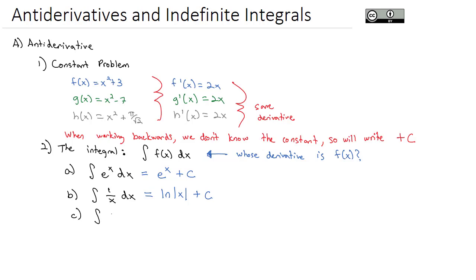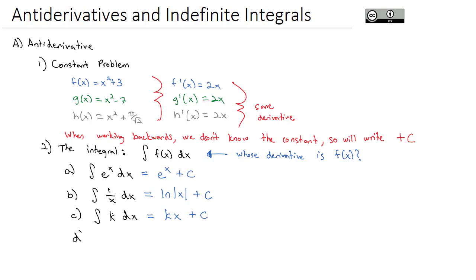How about this one? Let's find the antiderivative of some constant, I'll call it k, dx. Who had a constant derivative? Well, if we took some constant times x, its derivative would have just been the constant. Of course, we're going to add the extra constant of the plus c to account for that unknown constant.